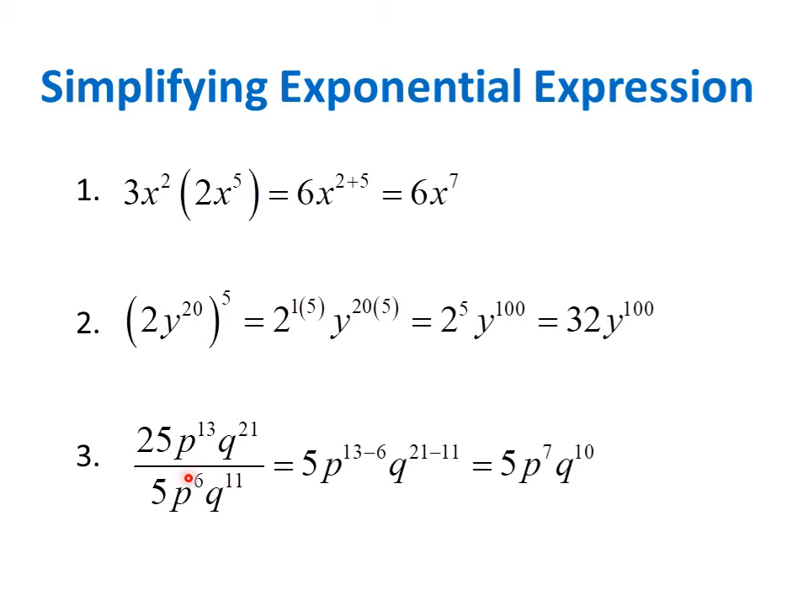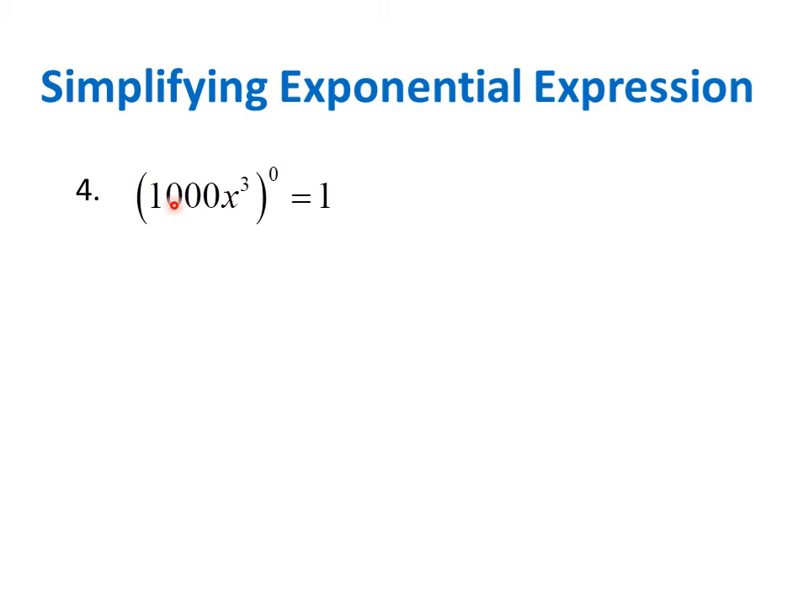Since these two have the same base p, we write p. Then, since we are dividing expressions, we have to subtract the exponents. So 13 minus 6. How about the q variable? Since these two have the same base q, we write q. Then again division, so we have to subtract the exponents. 21 minus 11. Now let's simplify this expression. Let's copy 5. 13 minus 6 is 7, so p to the 7. 21 minus 11 is 10, so q to the 10.